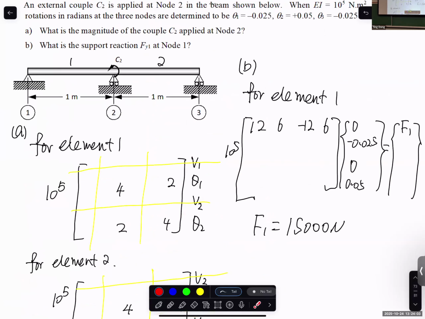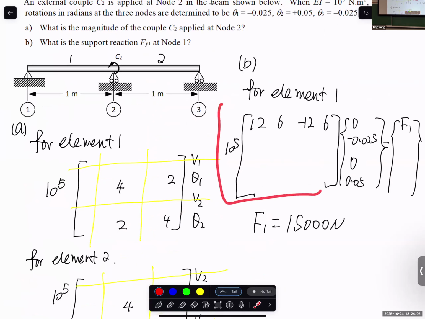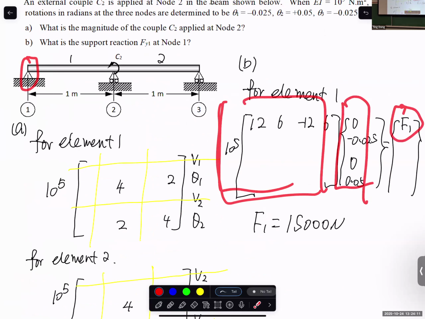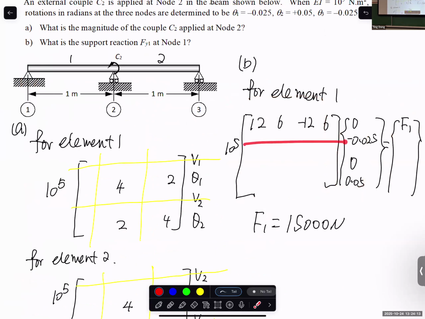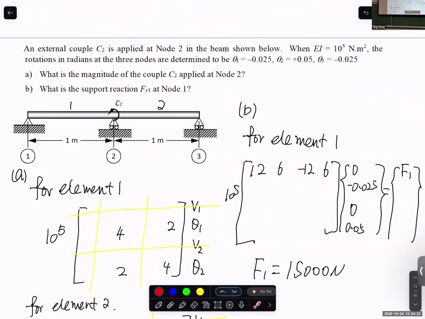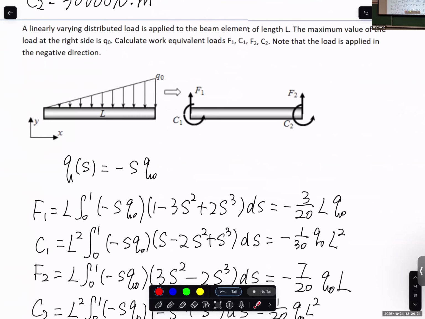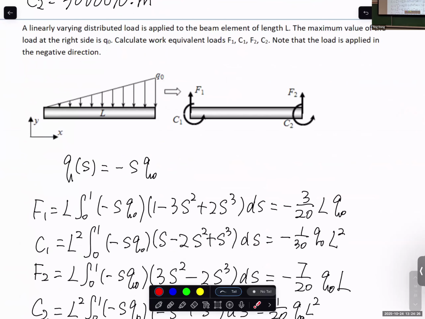For calculating reaction force, now it becomes for element since asking about node 1. So K for element 1, Q for element 1, and this is something asked about. You don't need to write the first 3 rows because they only ask about F1. Again, no need to write the complete matrix. This was one of the homework that confused you guys a lot.